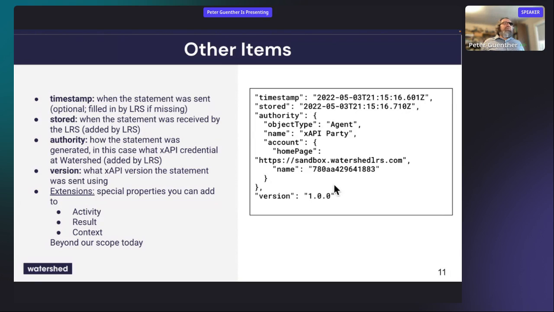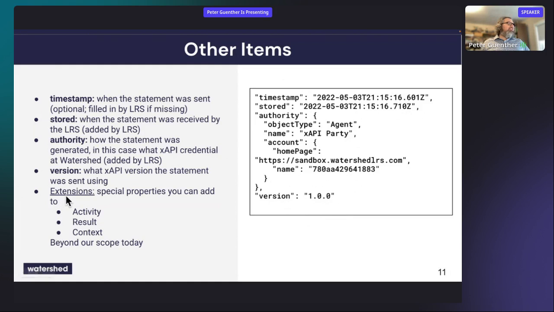And then authority, in this case, Watershed is identifying this particular xAPI data source I created, sent the statement, and then I didn't do anything special, so it just sent it as version 1.0.0.